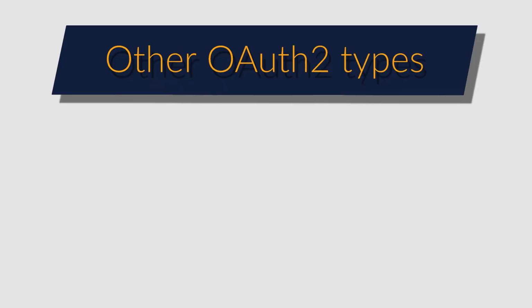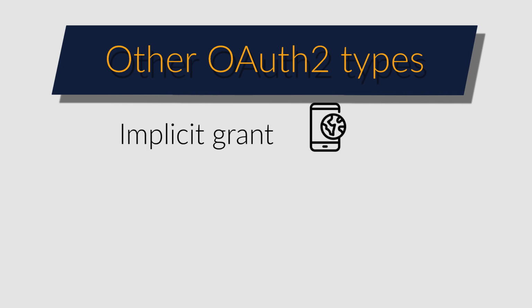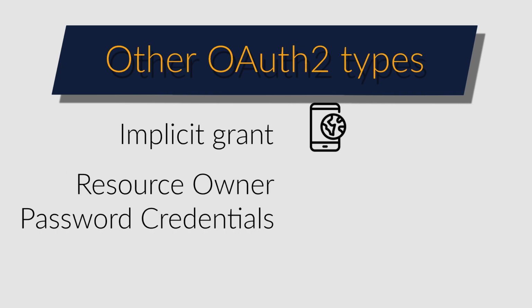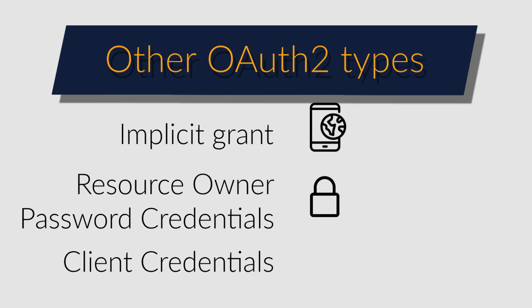There are other OAuth2 systems, but I won't handle them in this video. There is the implicit grant, which is mostly used for mobile or JavaScript applications. The resource owner password credentials grant, which requires that the backend and the database have a trusted relationship. And the client credentials grant, which is mainly used for API authentication.